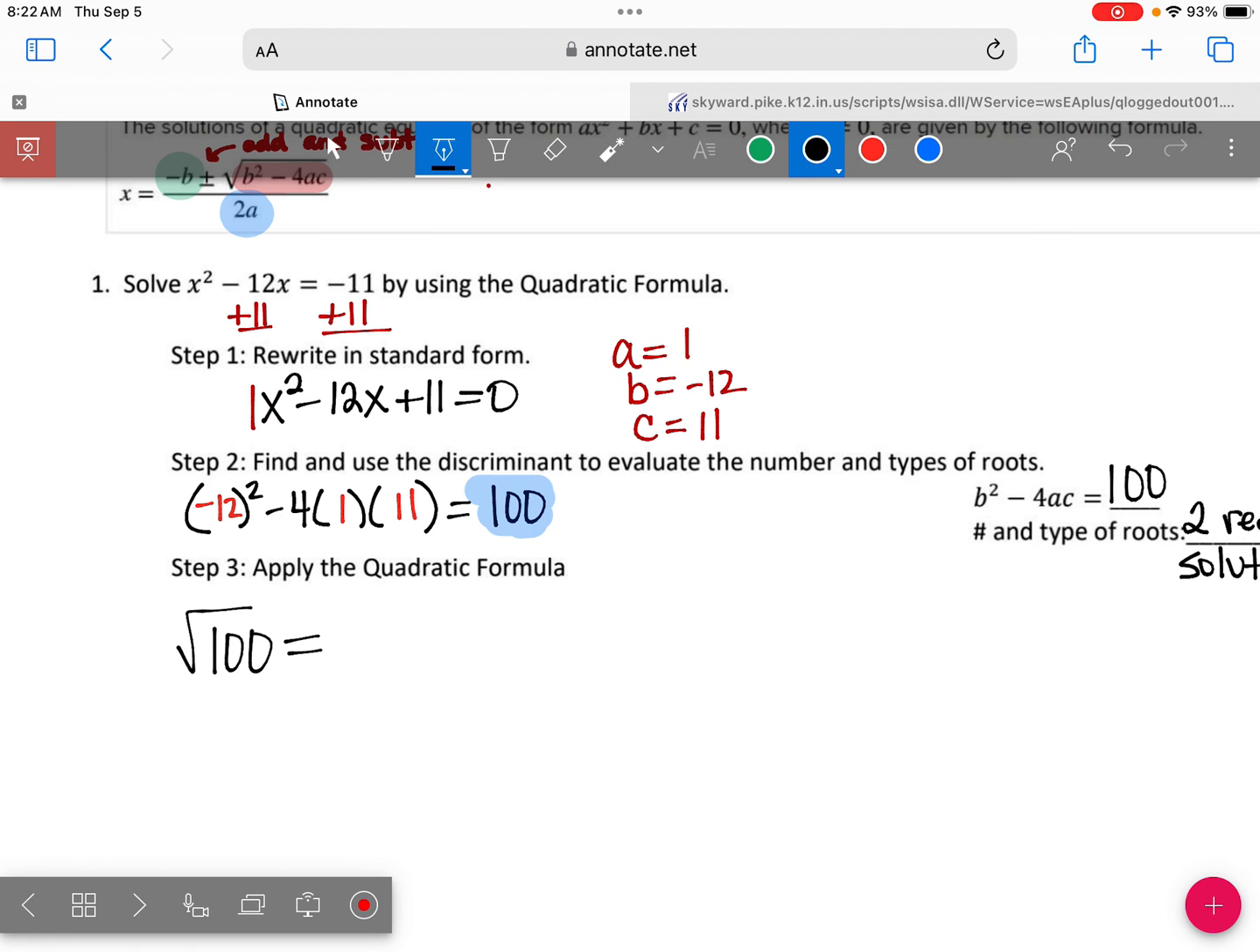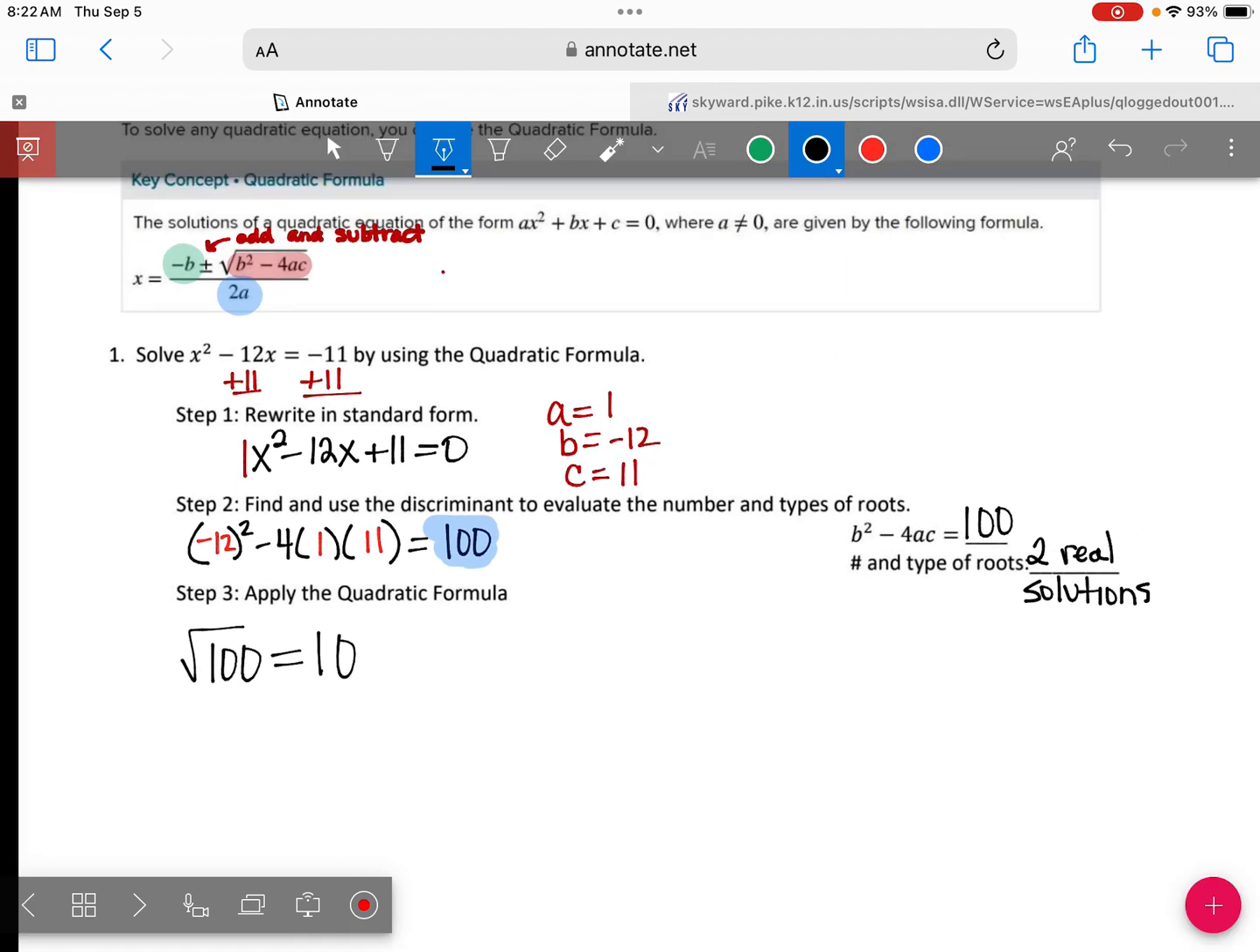So if you're not sure what it is, type that in your calculator. Take the square root of 100. To get the square root, you have to hit the green key and then x squared. And you should get the square root of 100. What did you all get for the square root of 100? 10, good. All right, so let's do the whole quadratic formula.